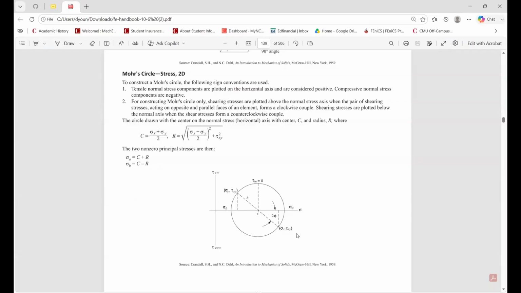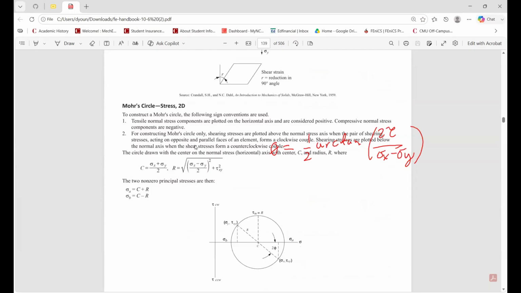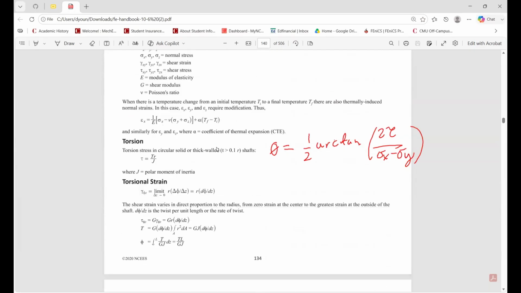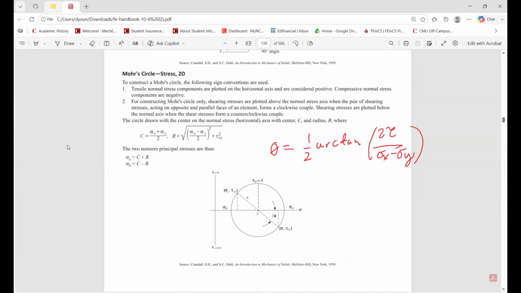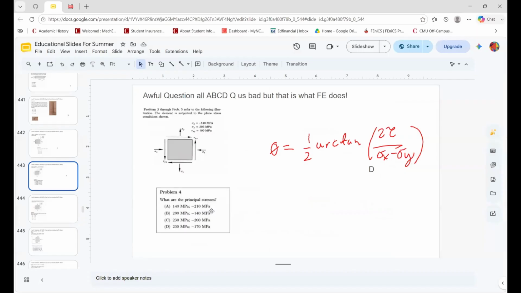So this is the actual one-half arctan of 2 tau over omega x minus omega y that they're supposed to learn in class. But I can't seem to find it here. There doesn't seem to be any indication of that equation, I don't think. So we're going to have to draw this.